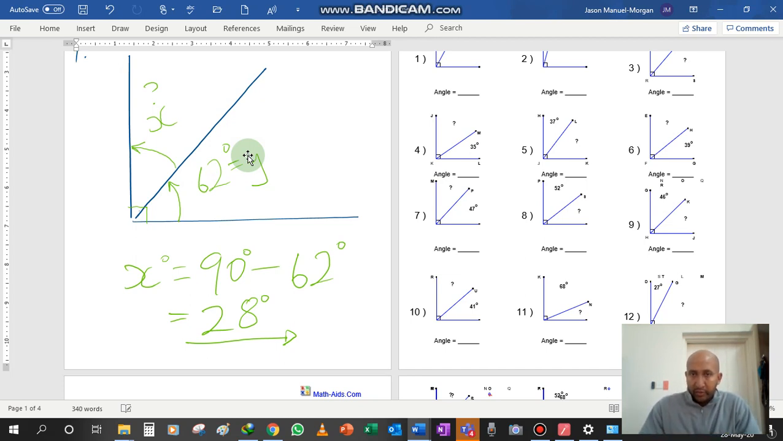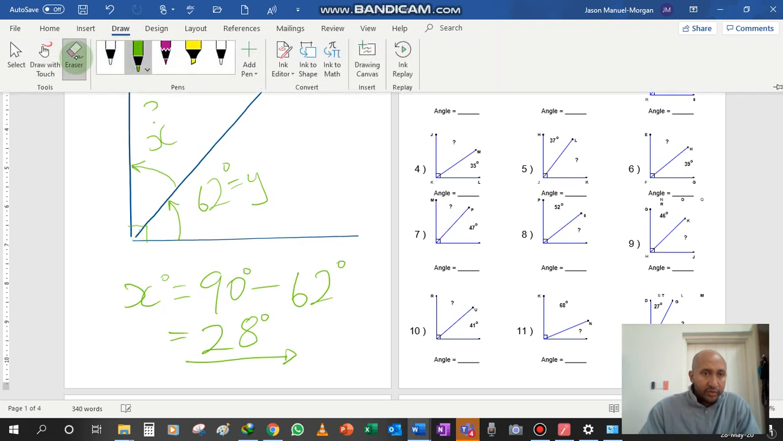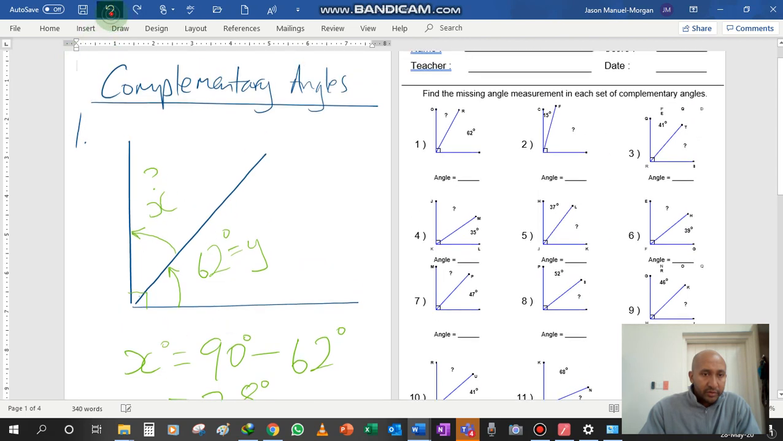I'll do a couple more examples, and hopefully you'll be able to understand how this will work and get on with it on your own. And then I'll also show you a few examples of supplementary angles. So let me just undo all of this.